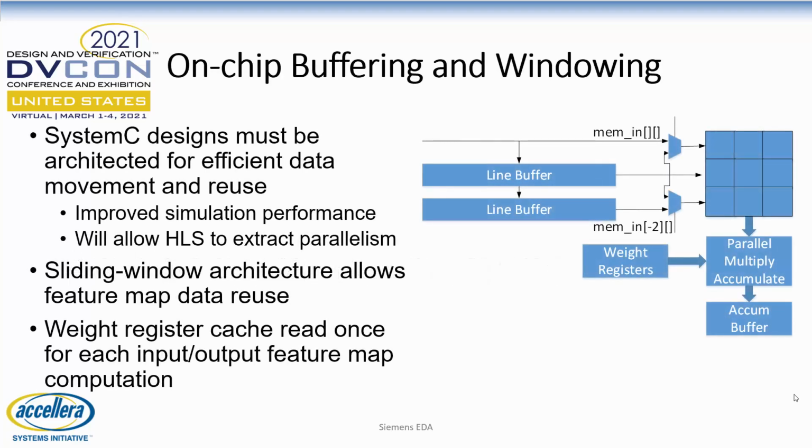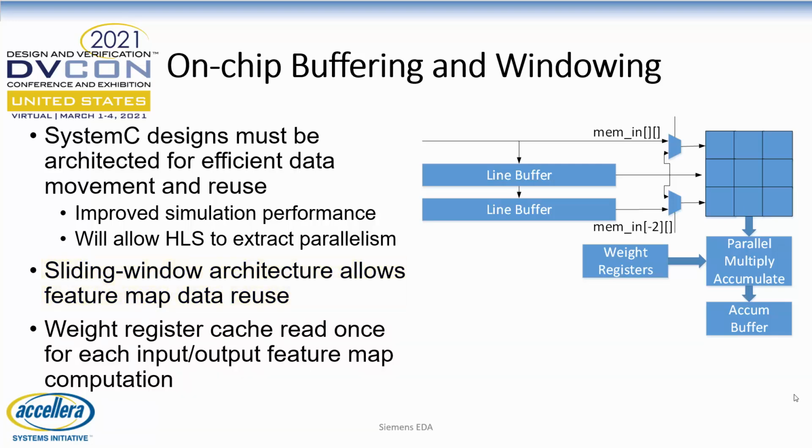When designing using high-level synthesis, the SystemC design must be architected for efficient data movement and reuse. This will not only improve simulation performance, but it will allow the high-level synthesis tool to extract parallelism. For a convolution in general, the most efficient hardware architecture will be some type of sliding window architecture, which will allow reuse of the feature map data.